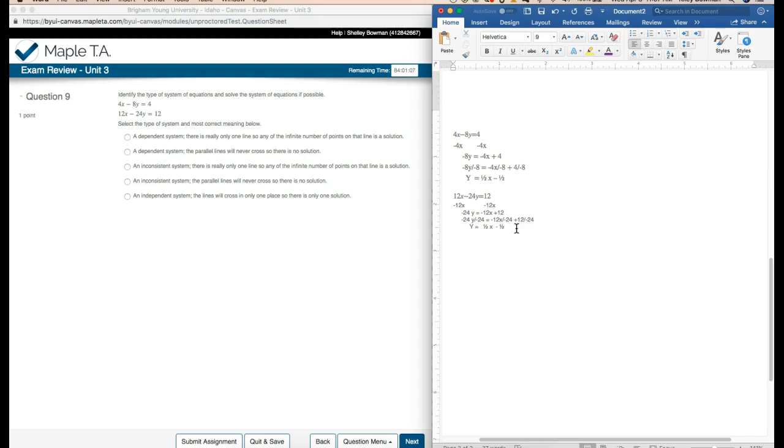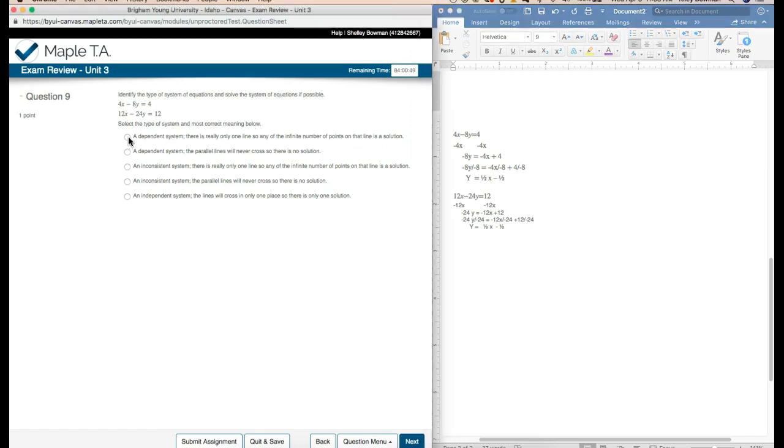Let's go see what options we have to pick from. Okay. So a dependent system. This is a dependent system. Let's see if they got the correct definition. There's really only one line, so any of the infinite number of points on that line is a solution. That is the correct definition for dependent system.